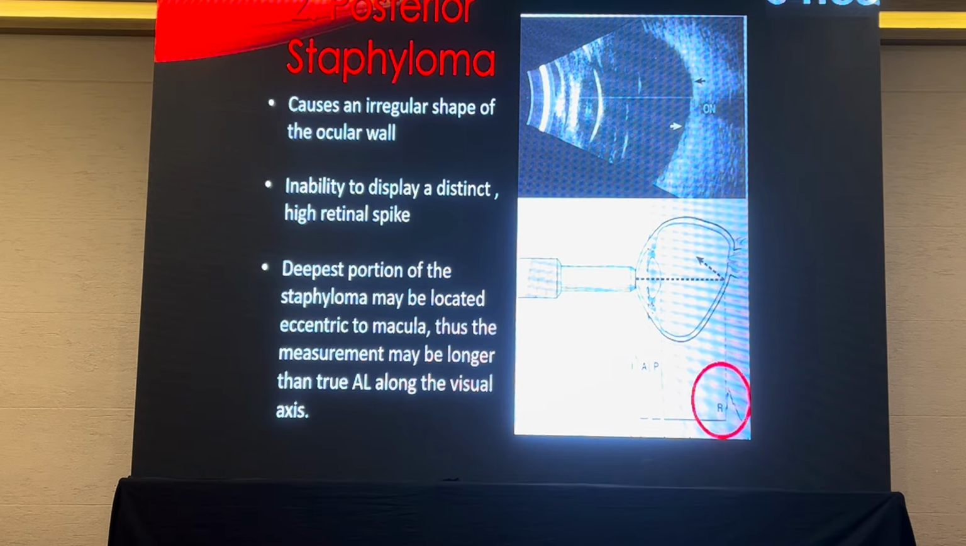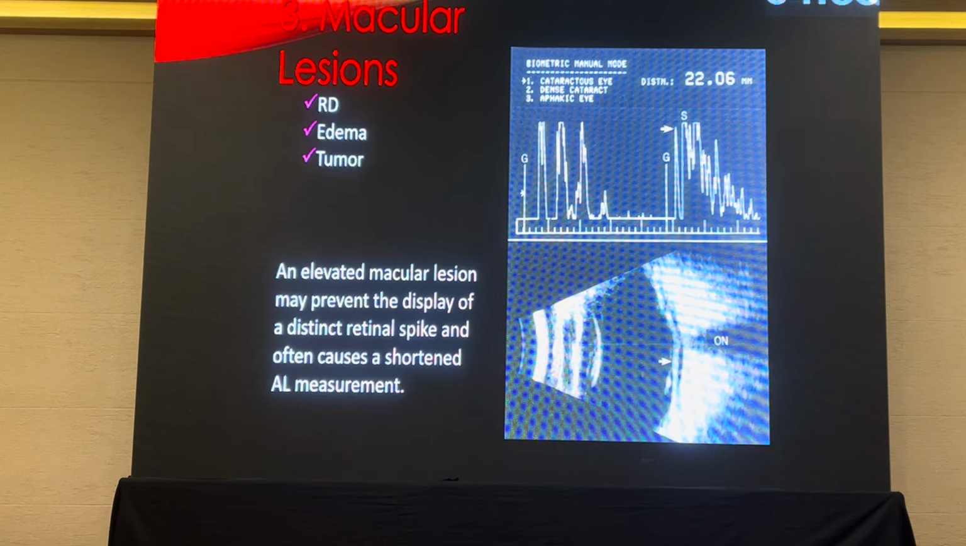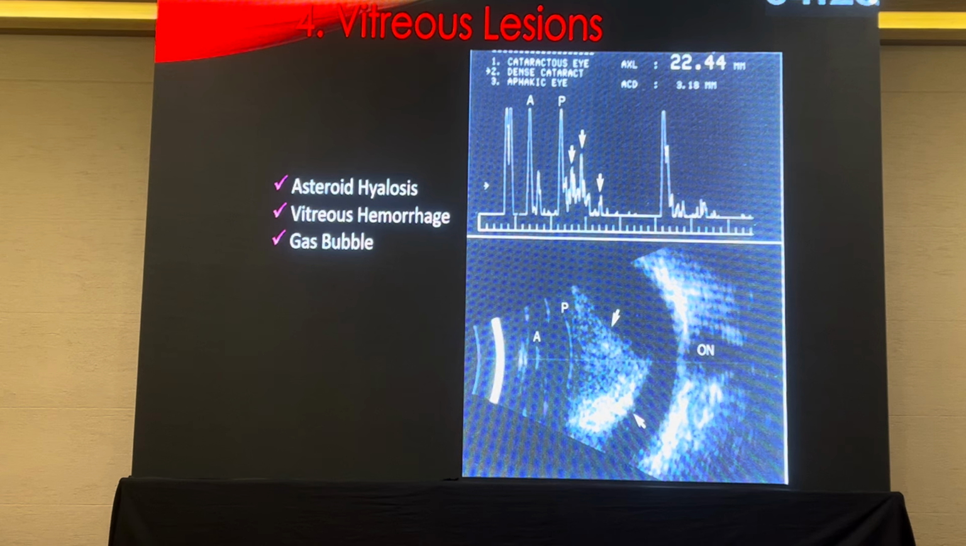So in these cases, a B scan with an A scan vector will be a great idea, so that you pass through the macula. And all these conditions like a retinal detachment will reduce the axial length. So again, using an A scan vector in a B scan will be a much better idea. And vitreous lesions will show us low amplitude spikes here.